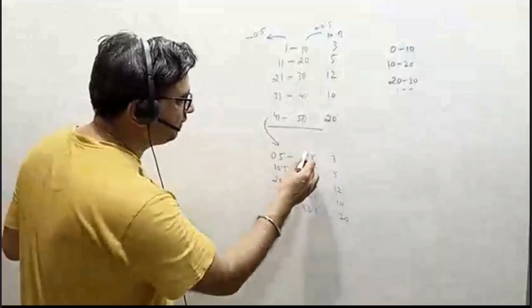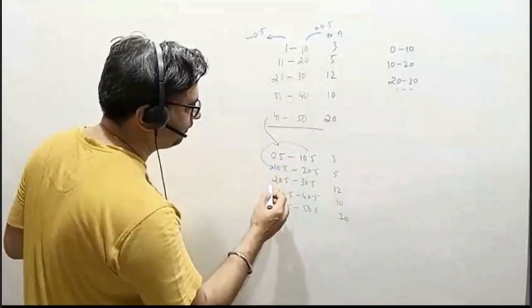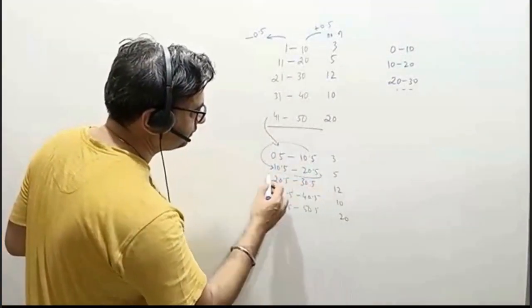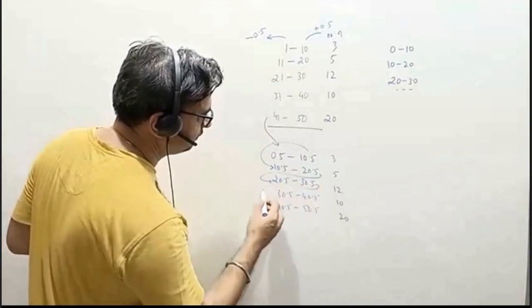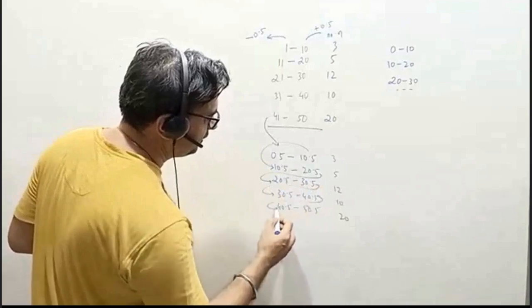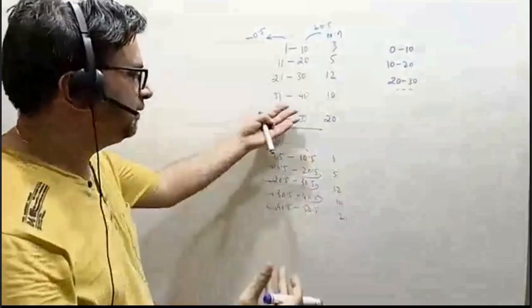So you now see that we have continuity, don't we? We have continuity. So now that we have continuous data, this is again good to be represented as a histogram or frequency polygon. That is all, folks.